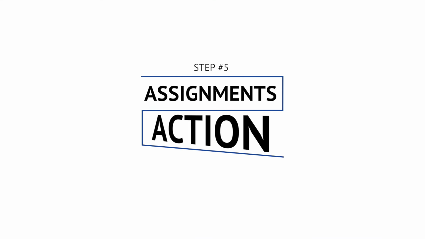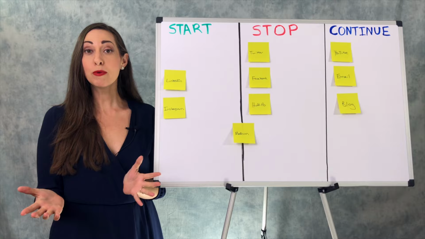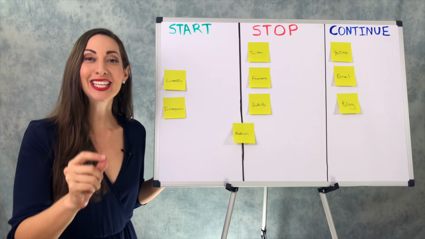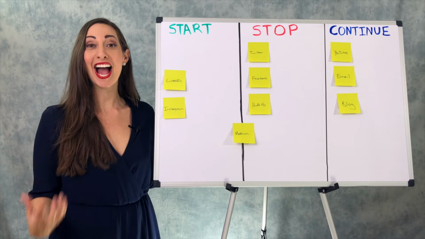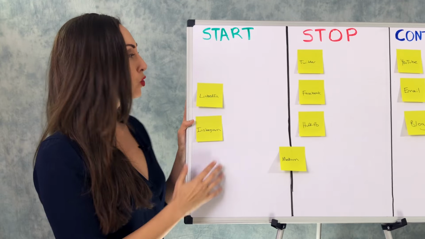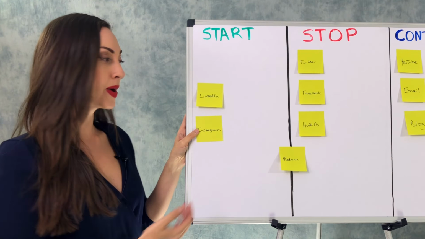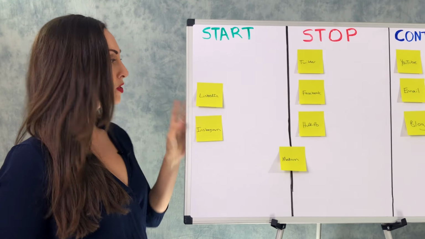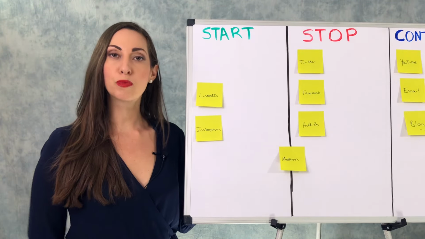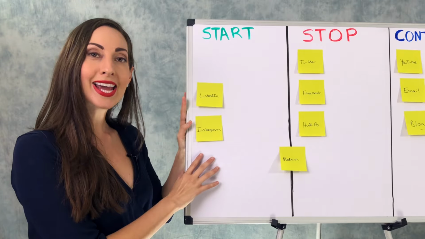Step number 5, assign and act. So this is the most important part. This is a really great activity. You learn a lot, but it's not nearly as impactful if you don't actually take action. So the very first place you want to start is your start column. So who's going to tackle these tasks, right? Who's going to run that Medium test? Who's going to begin to put those posts on LinkedIn? Who's going to start doing those profile pictures? I want you to divide and conquer.